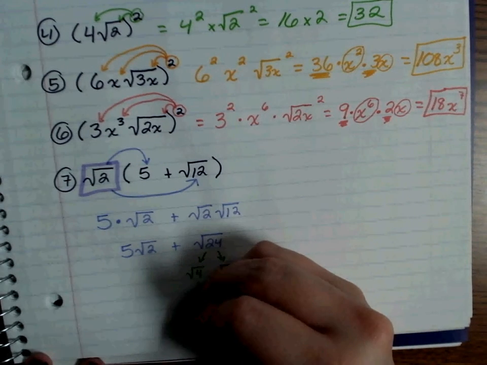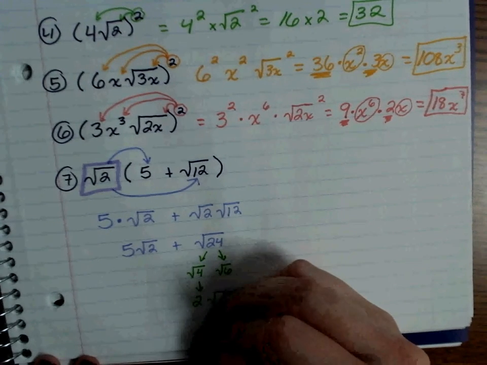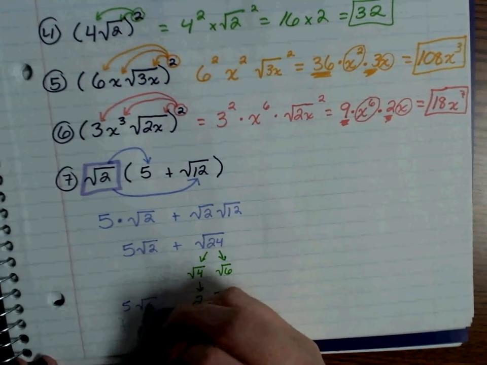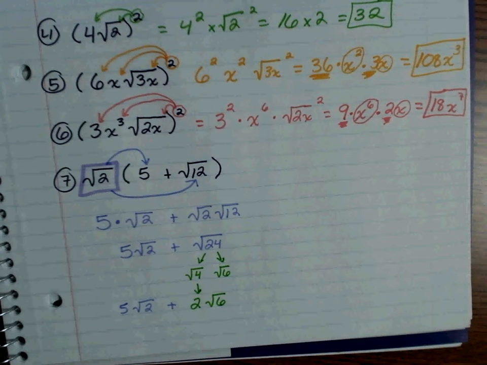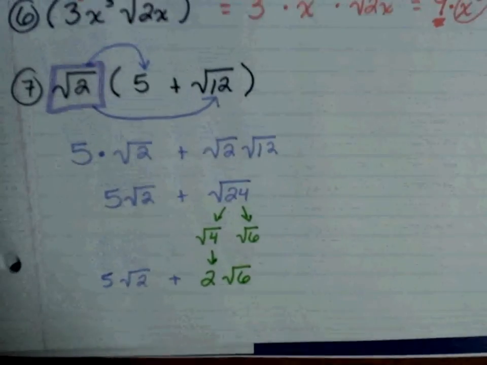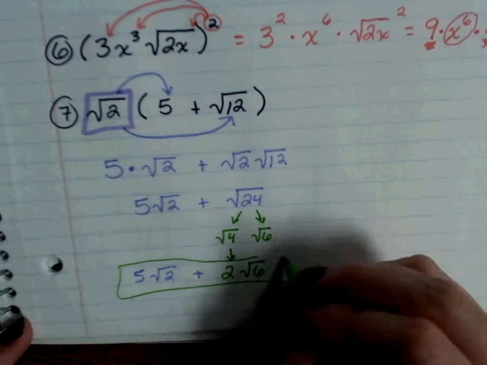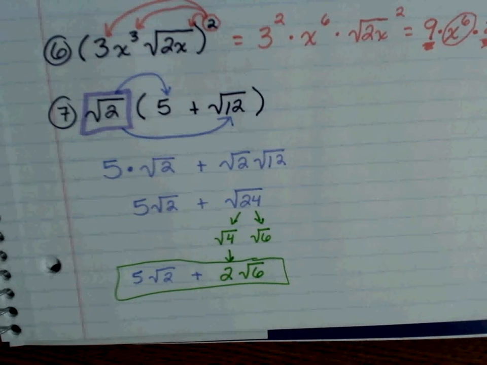Now we're going to simplify. The square root of 4 can simplify to a 2. We've got 2 square roots of 6. We still have that 5 square root of 2. Can we combine those? No, because they are not like radicals, and therefore we cannot combine them. So this is as finalized as our answer can possibly be: 5 square root of 2 plus 2 square roots of 6. Let's try another one.